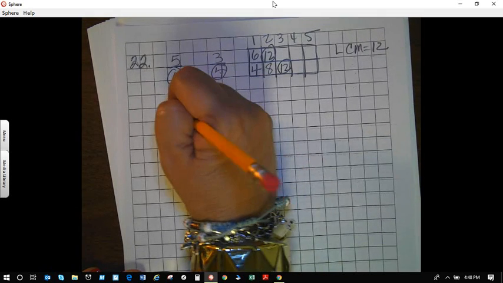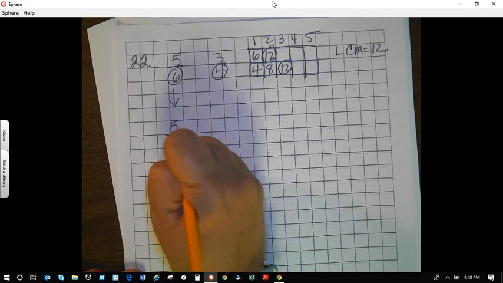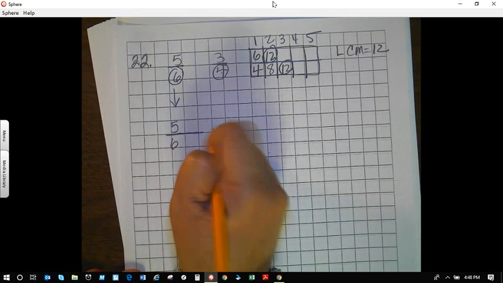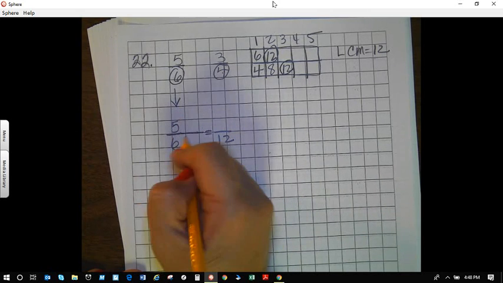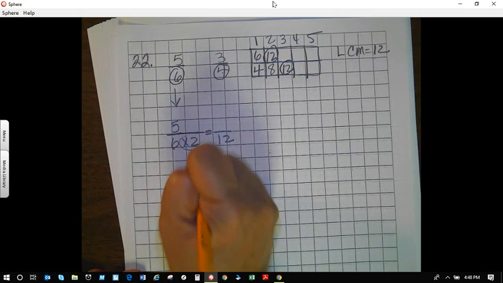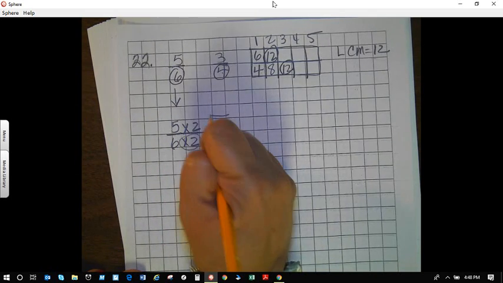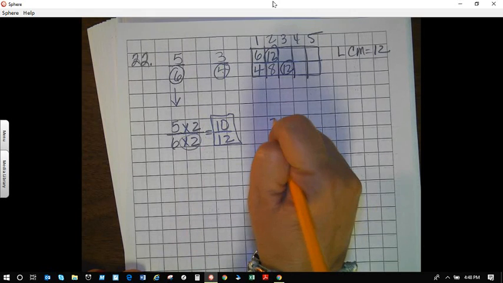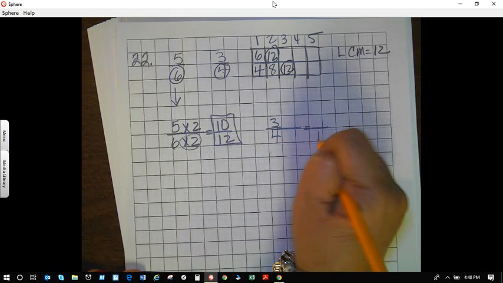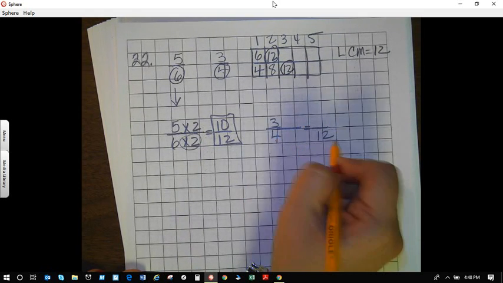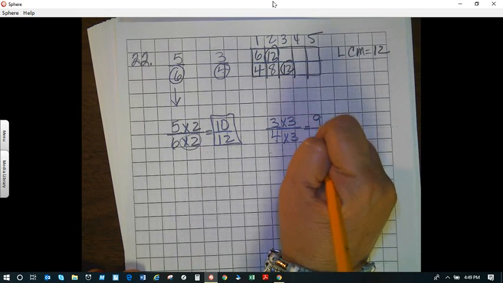So I need to change this to have a denominator of 12. So here I have 5/6, extend my fraction bar, and this is 12. How did I get from 6 to 12? I multiplied it by 2. Whatever I do to the denominator, I must do to the numerator. So it becomes 10/12. That's my equivalent fraction. I'm over here now to 3/4, extend my fraction bar, equals, put my 12. How did I get from 4 to 12? I multiplied by 3. Times 3, so that's 9.